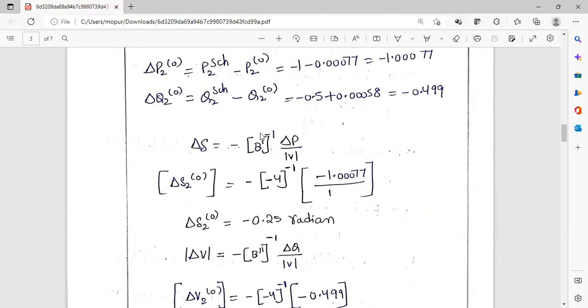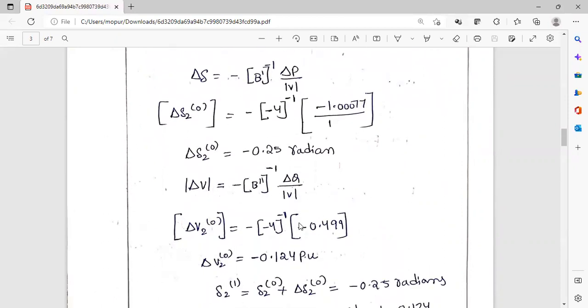In this, we know B dash, we know delta P2, and we know modulus of V2, and we need to find delta 2 of 0. So first we should invert it, and then we will multiply these two elements. Since there is only one element, you can multiply it, but actually B dash will be a matrix when we go for more than a 2 bus system. And this delta P by modulus of V also will become a matrix when we go for more than a 2 bus system, which we will see in the next problem. You should invert it, you should multiply, and there is a minus sign also here. You will get delta 2 of 0.